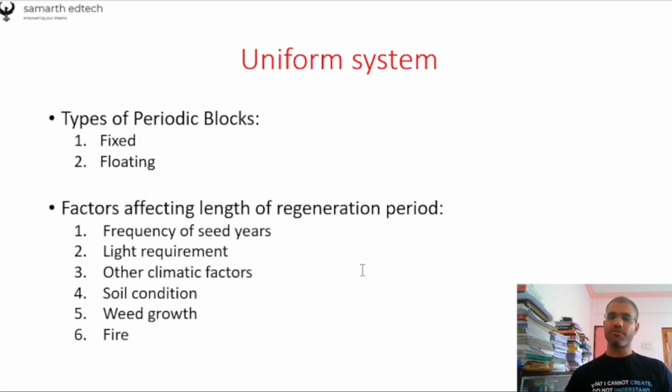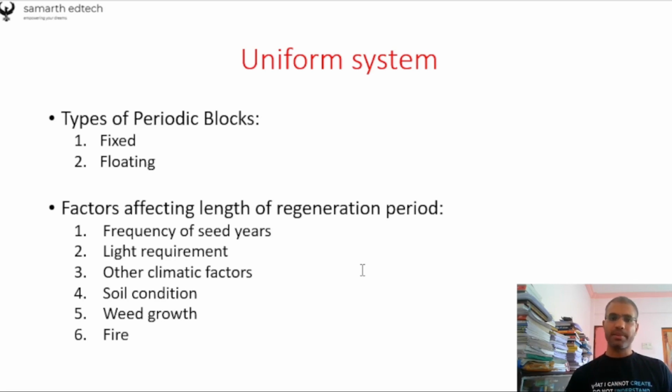Now let's understand what are the factors which affect the length of the regeneration period. See, there are 6 different factors and it is very important because it has already been asked in the forestry paper of the UPSC examination. So the first one is your frequency of the seed years. What is a seed year? A seed year is that particular year in which the tree produces a good number of seeds. If the tree produces a good number of seeds, then the progeny of the tree will be much better. So the higher the frequency, the higher the chance of getting a better regeneration period. That is the first one.